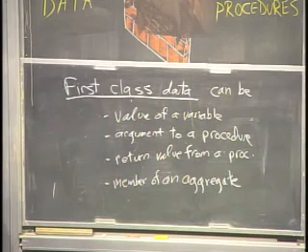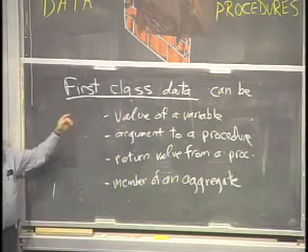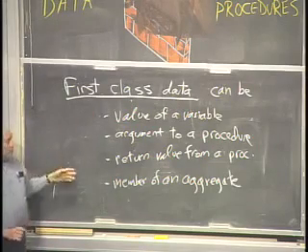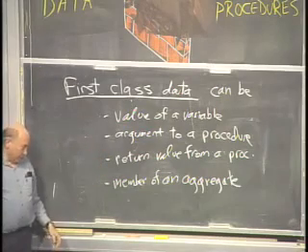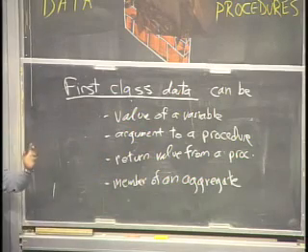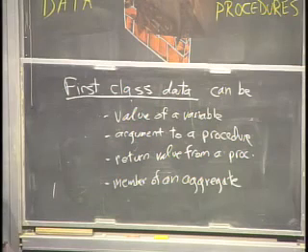So numbers are first class in every programming language. You can always have a variable whose value is a number. You can use numbers as an argument to a procedure. A procedure can return a number as its value. And a number can be a member of an aggregate, meaning you can have an array or a list or whatever full of numbers.